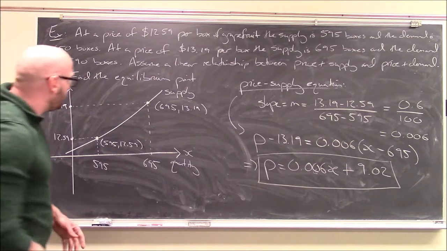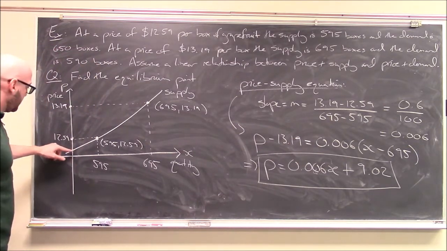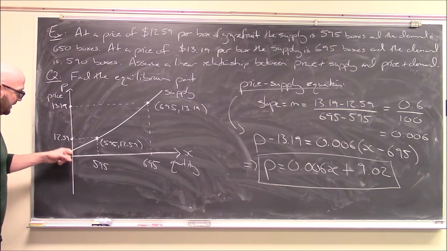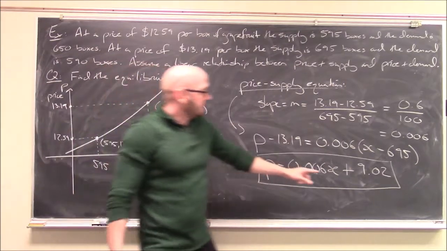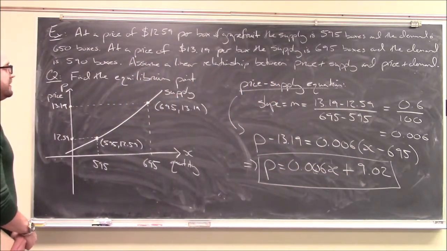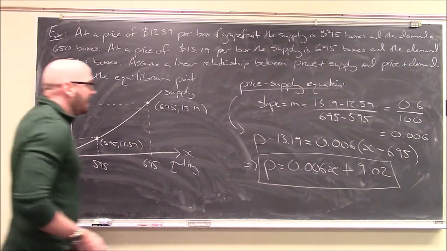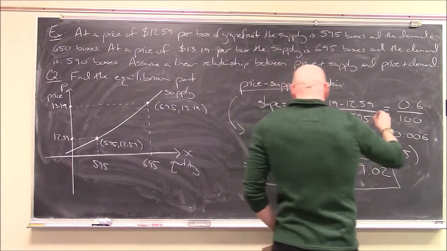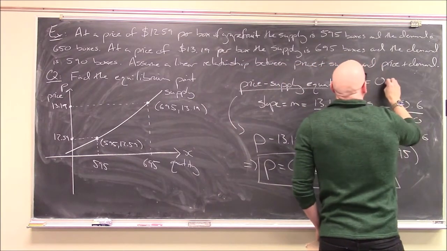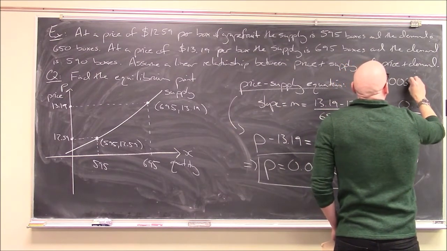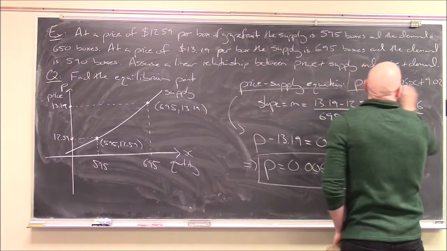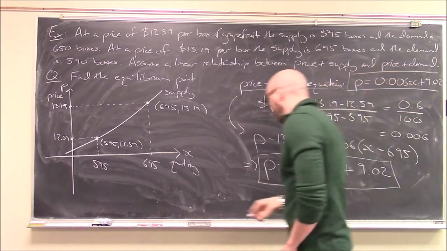And again, does that feel right? I would definitely expect my p-intercept to be something a bit less than 12.59. Here, in this form, I'm claiming it's 9.02, so it looks like we haven't made any mistakes. I'm running out of space, so how about I write this up here? Here's my price-supply equation: p equals 0.006x plus 9.02. Alright, we'll save that for later.